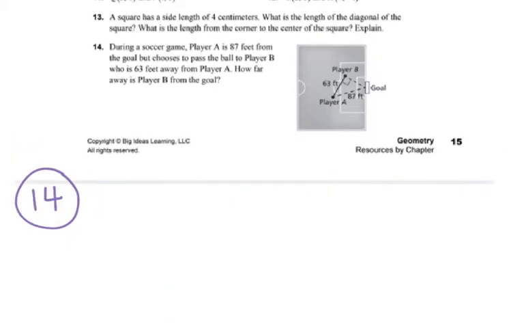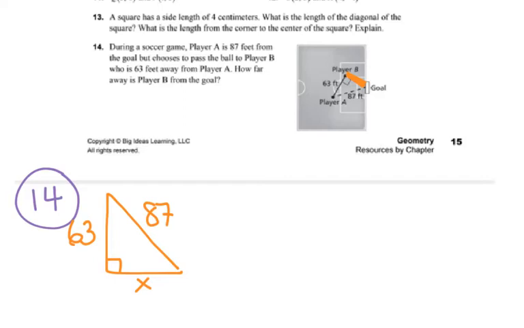Okay. Last problem. During a soccer game, player A is 87 feet from the goal, but chooses to pass the ball to player B, who is 63 feet away. How far away is player B from the goal? So you can do it with this picture, that's fine, but if it were me, I'd probably just redraw it so that I see the right triangle clearly. So what I'm looking for is down here. That's my X. I know it goes 63 up and it goes 87 across. So it's asking me for this.